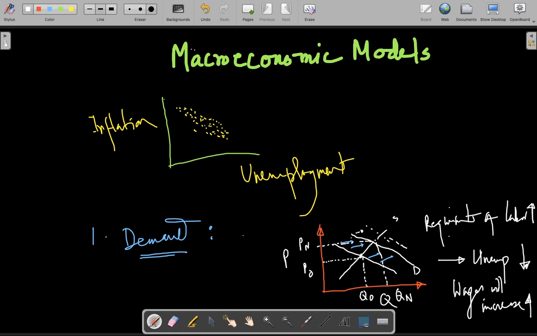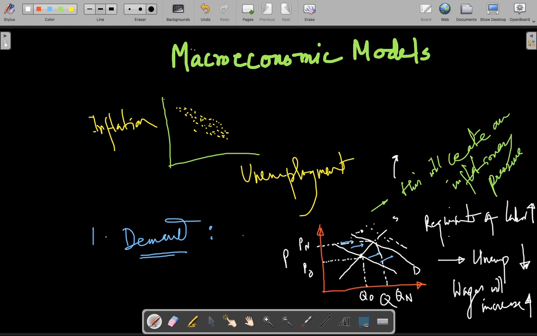So this demand curve shift will create an inflationary pressure. We also call this phenomenon demand pull inflation.